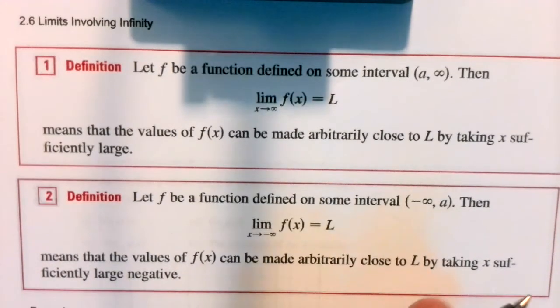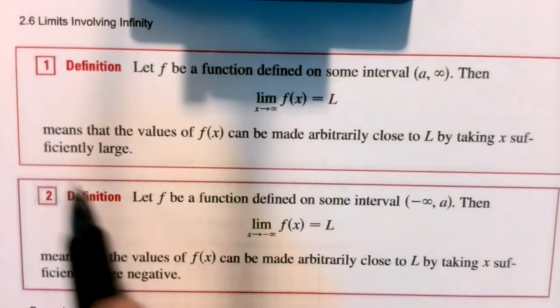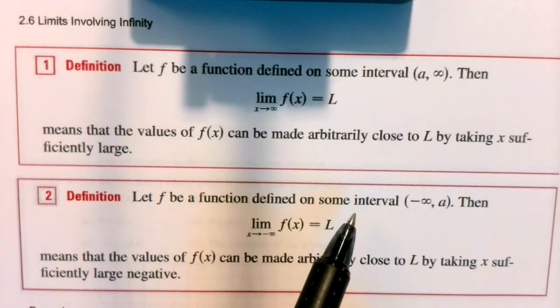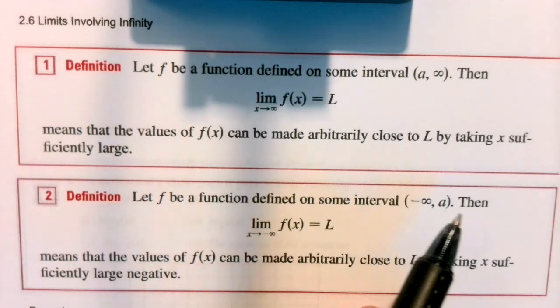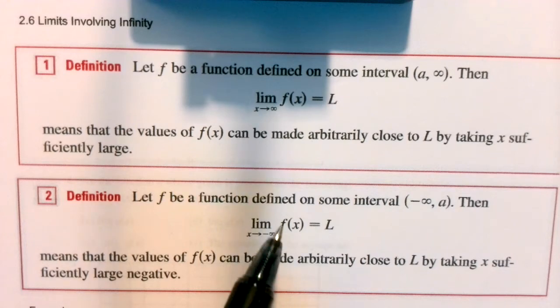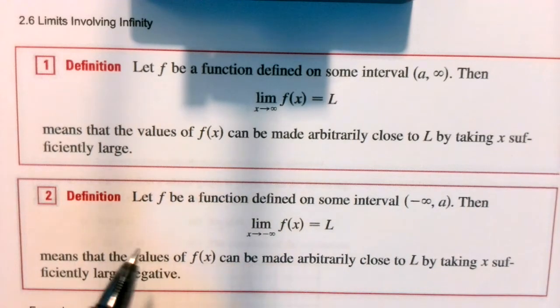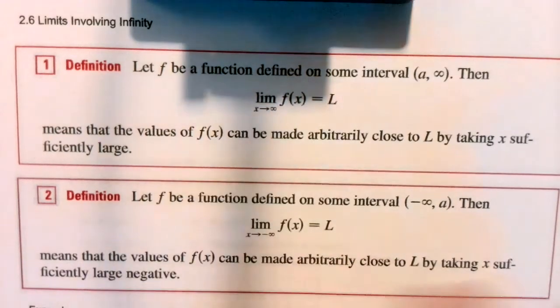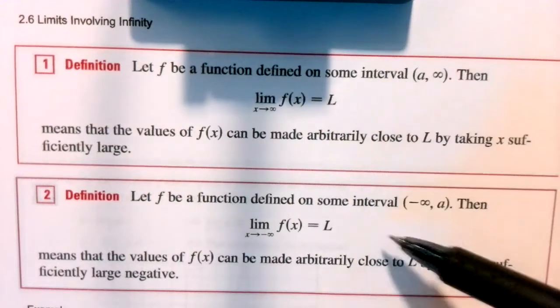Now, if we look at this next definition, it says let f be a function defined on some interval from negative infinity to a. Then the limit as x goes to negative infinity of f of x equals L means that the values of f of x can be made arbitrarily close to L by taking x sufficiently large but negative. So these are talking about a limit existing.